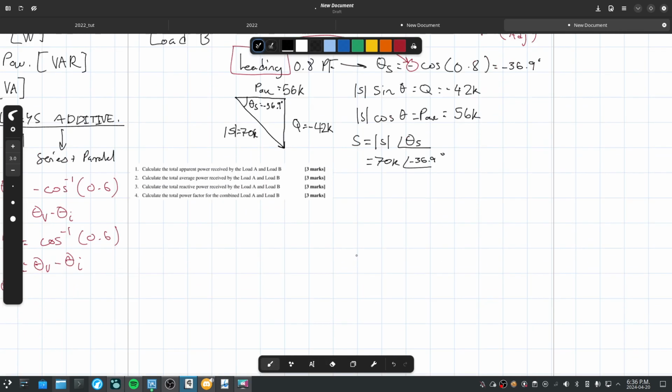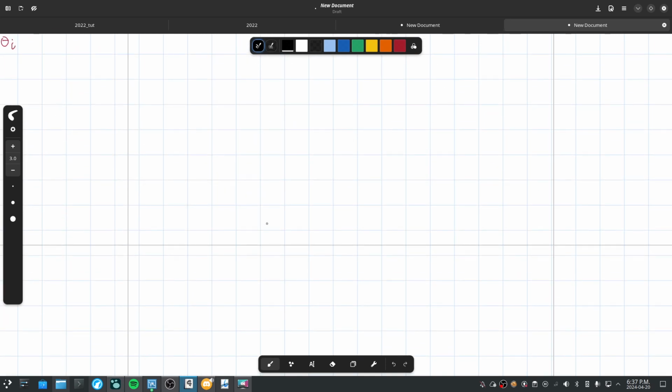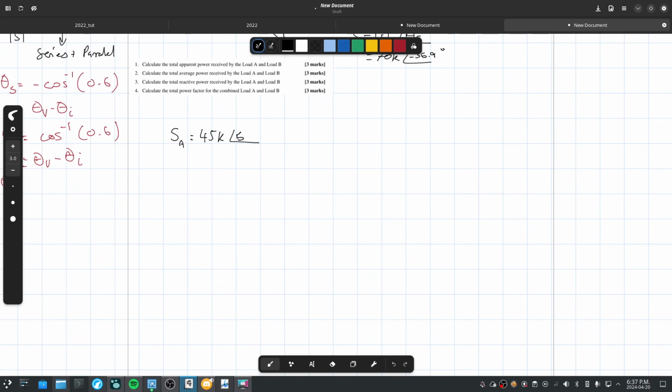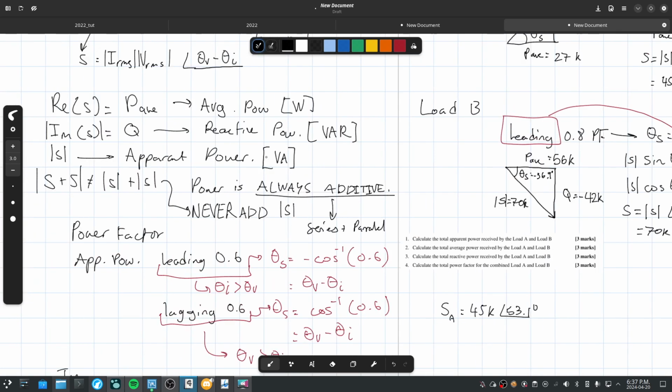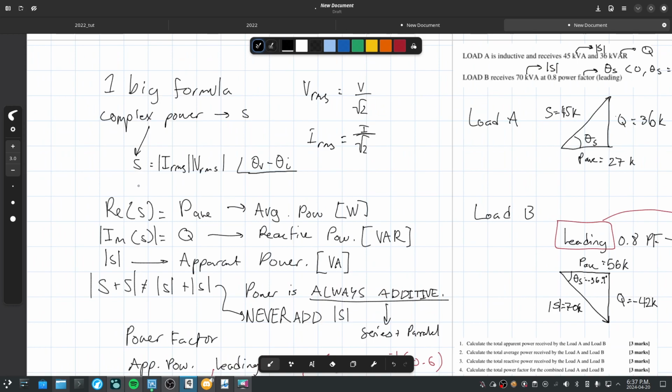So we have that our complex form for A is 45,000 with a degree of, what's that? 53.1? Yeah, 53.1 degrees. So is S P average plus QJ, correct? Yes. And I'll write that down here just to make it very clear. It's also equal to P average plus QJ.